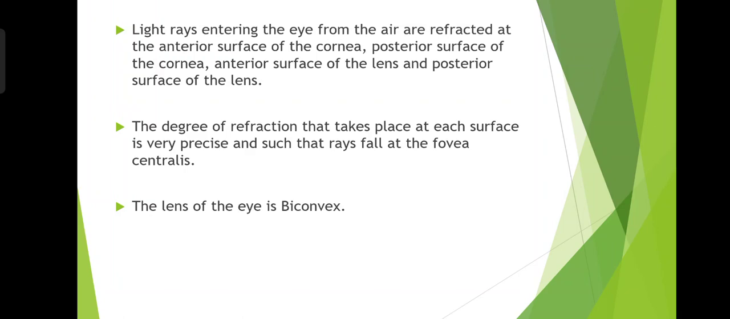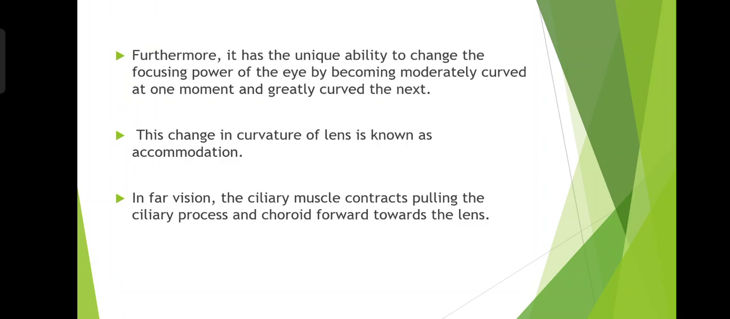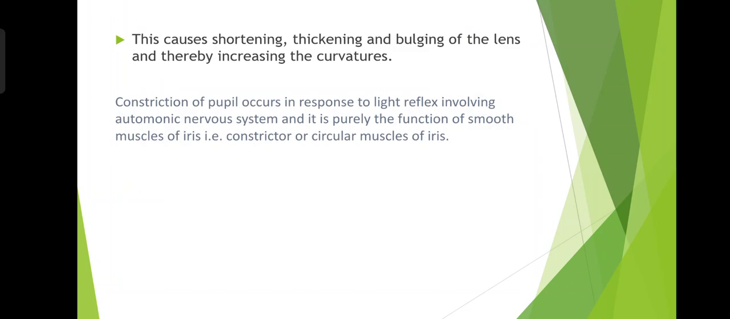The eye lens is biconvex. Furthermore, it has a unique ability to change the focusing power of the eye by becoming moderately curved at one moment and greatly curved the next. This change in curvature of the lens is known as accommodation. In near vision, the ciliary muscles contract, pulling the ciliary process and choroid forward towards the lens. This causes thickening and bulging of the lens, thereby increasing the curvature.